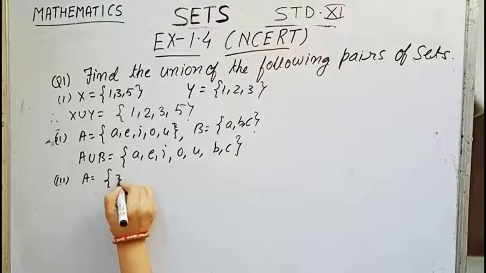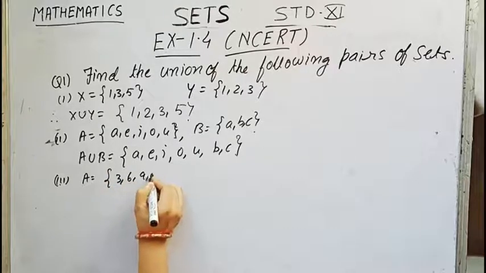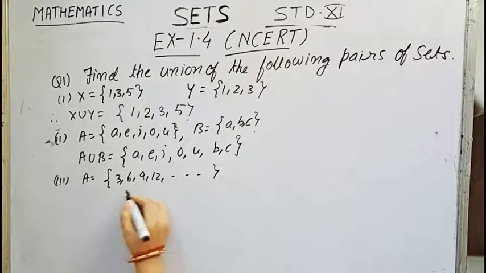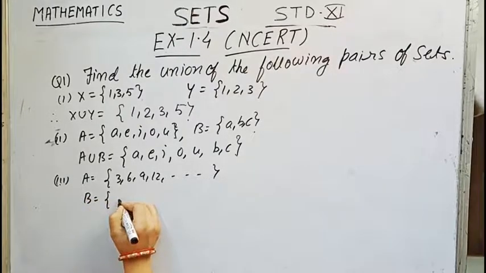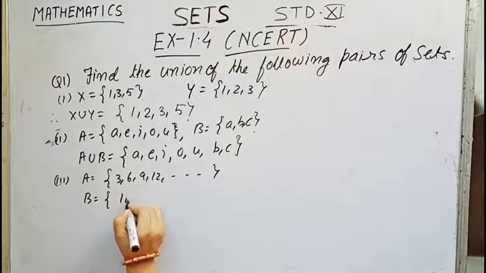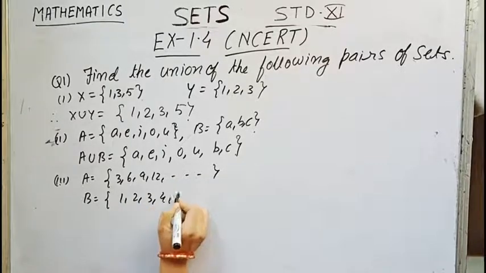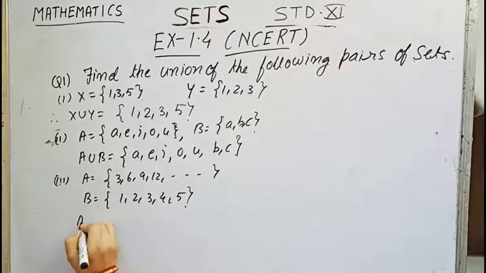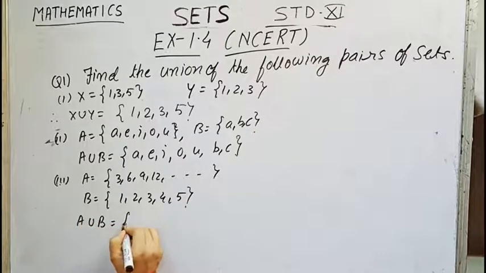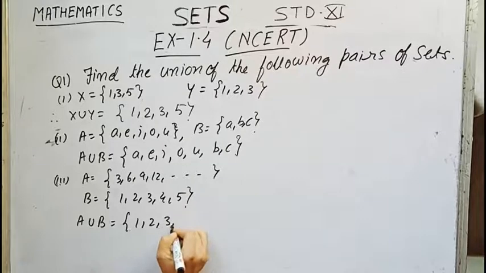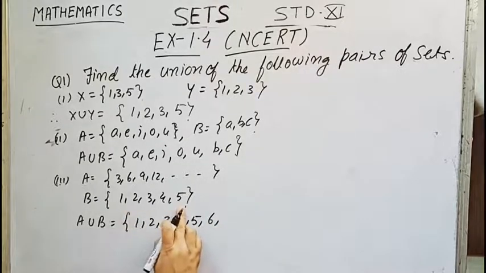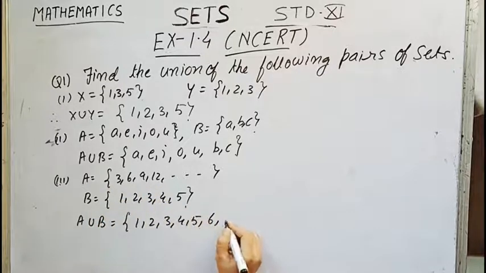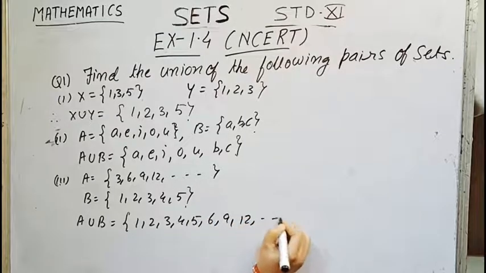Subpart number 3 is A equals x such that x is a natural number and multiple of 3. So natural number and multiple of 3 will be 3, 6, 9, 12 and so on. And B equals x such that x is a natural number less than 6. So 1, 2, 3, 4 and 5. Then A union B will be equal to 1, 2, 3, 4, 5. Then we have written this whole set. Then we will be writing this one. 3 has already been written. So let us start with 6. So 6, 9, 12 and so on.